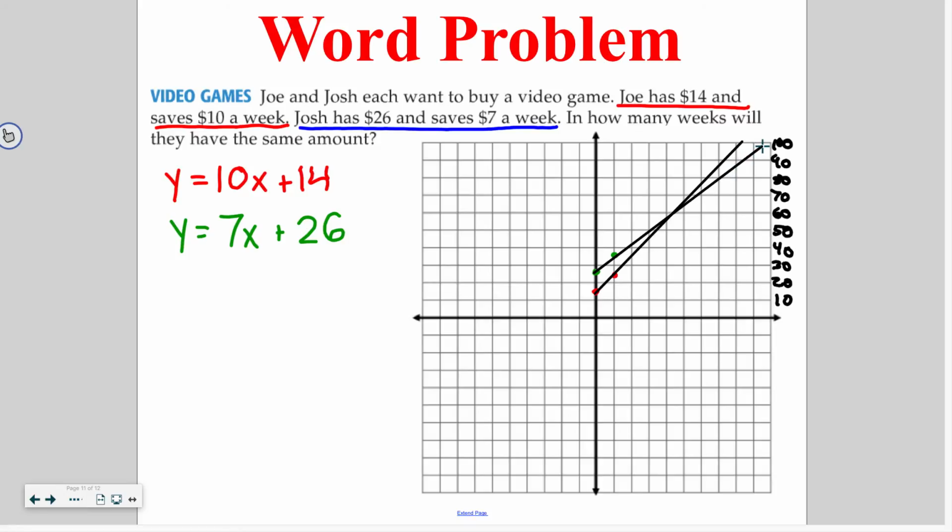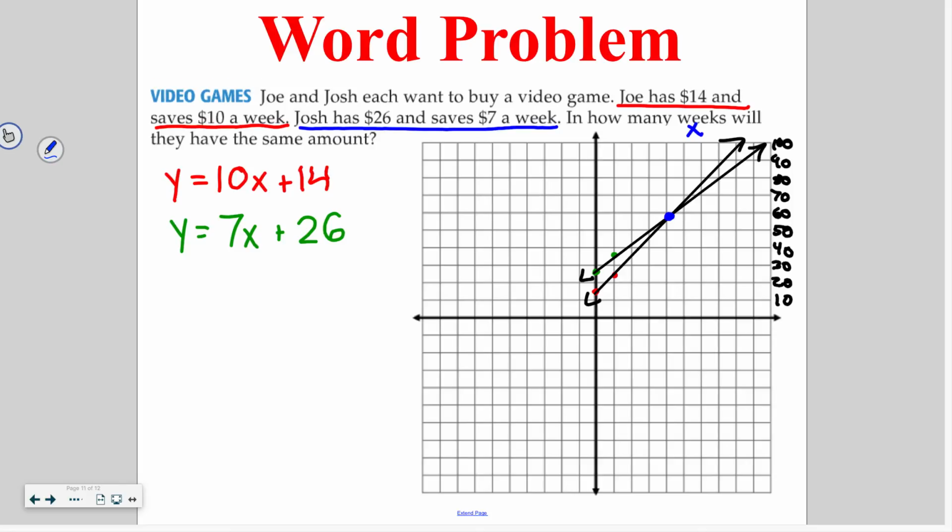So we've got our 2 lines. And we are looking for our point of intersection, which looks to be right about there. And it's asking us for how many weeks. So this is when we need to pay attention to our axes. Going up and down on the y, that's the dollars. So going across on the x is the weeks. So we're looking for an x value here.